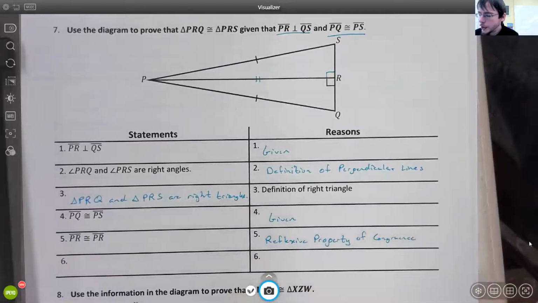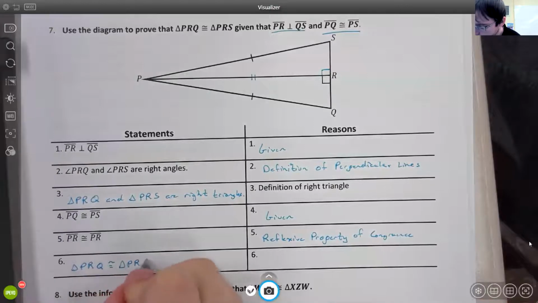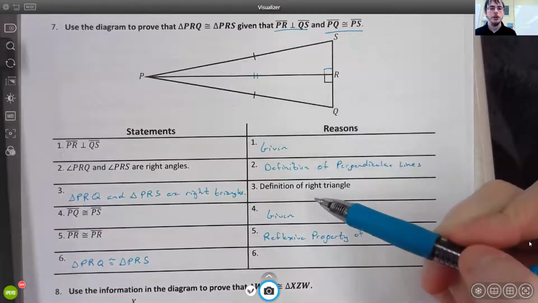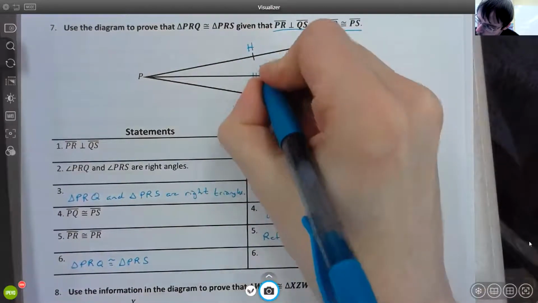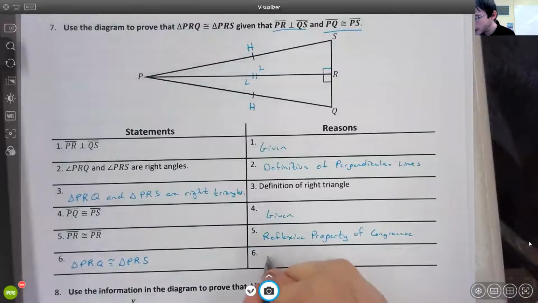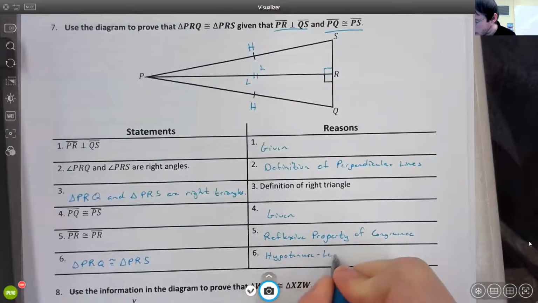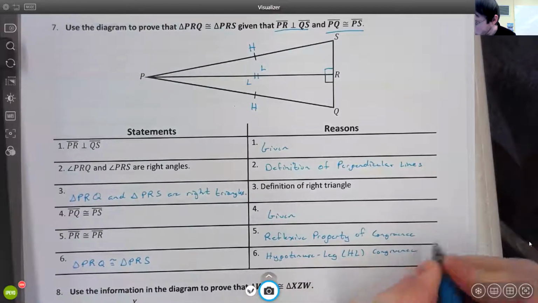Then the problem wanted us to show for our final statement that triangle PRQ is congruent to triangle PRS. So now let's look and see what information we're given. We have two right triangles. We have a pair of congruent hypotenuses and a pair of congruent legs. So this is the hypotenuse leg, HL, congruence theorem.